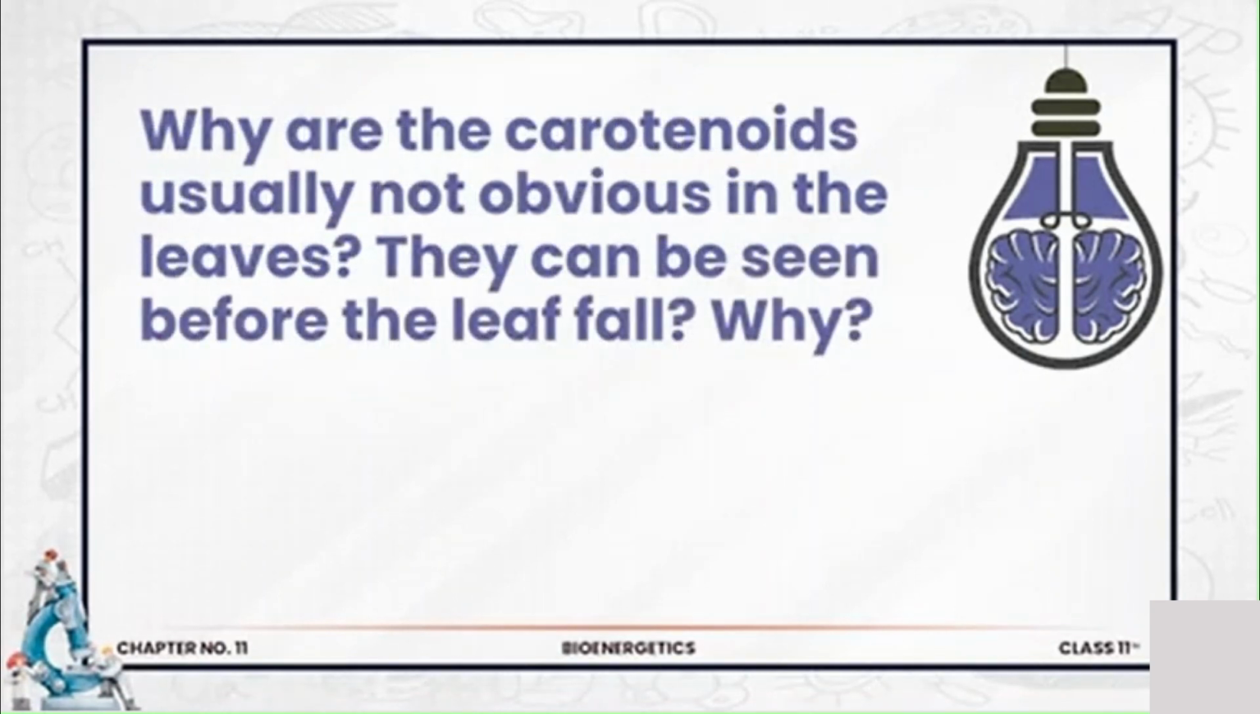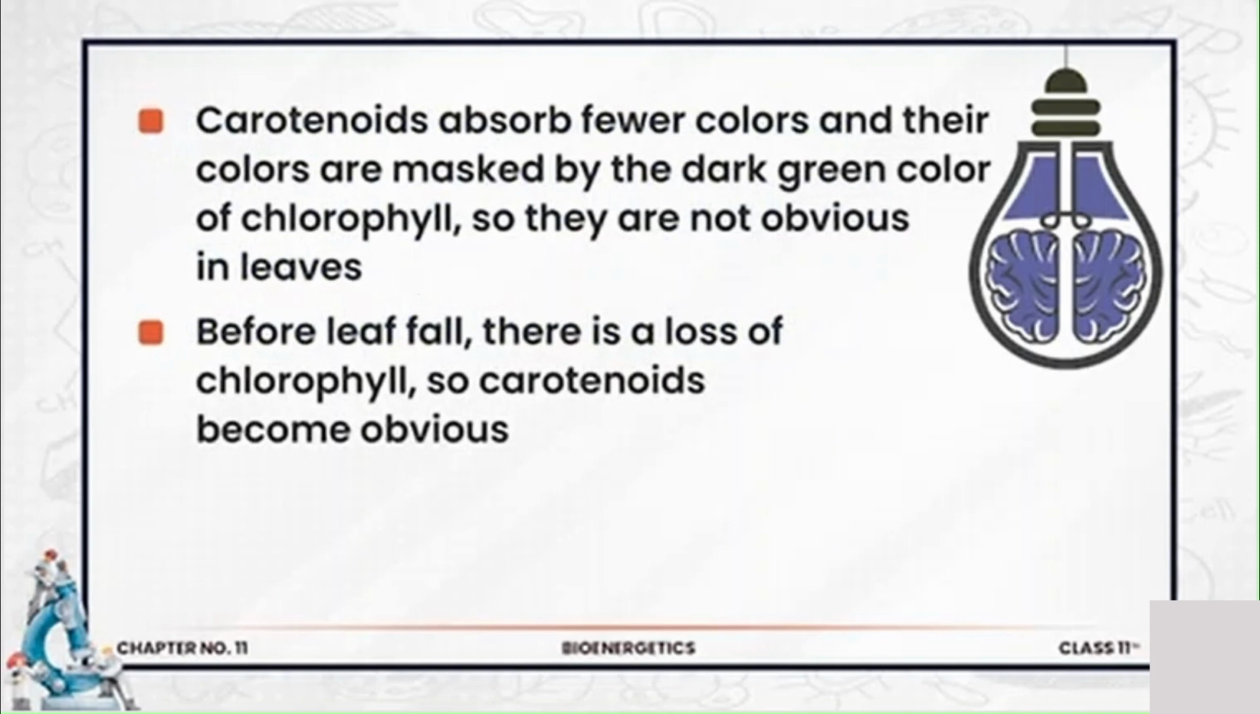Now, question number 12. Why are the carotenoids usually not obvious in the leaves? They can be seen in the leaves before the leaf fall. Why? कि जो आमतौर पर पत्तों में हमें जो accessory pigments जो कैरोटिनॉइड्स हैं वो हमें ज़्यादा नजर क्यों नहीं आती? So carotenoids absorb less colors and their colors are masked by dark green color of the chlorophyll. So they are not obvious in the leaves. Before leaf fall, there is loss of chlorophyll, so carotenoids become obvious. Clear?